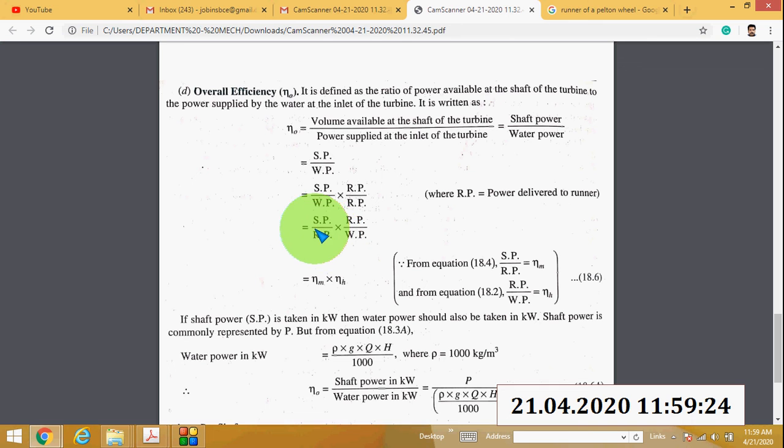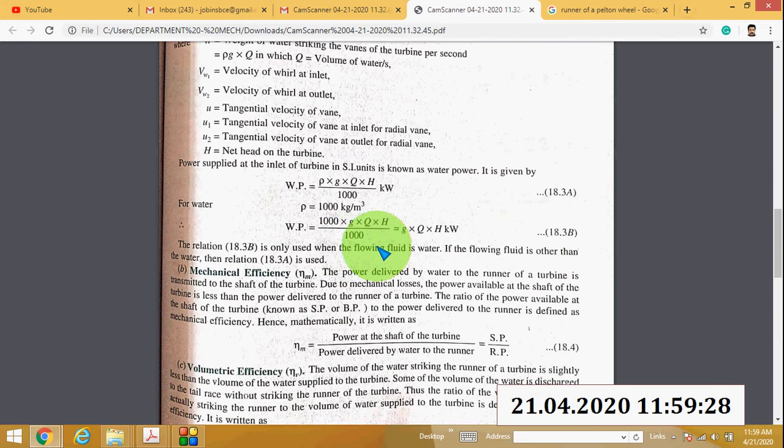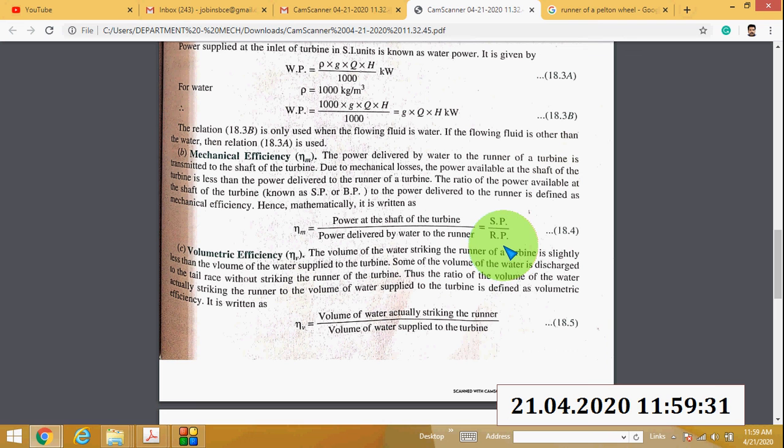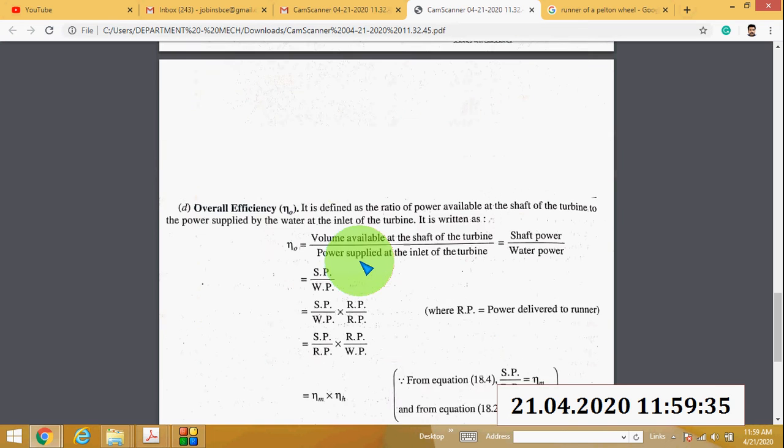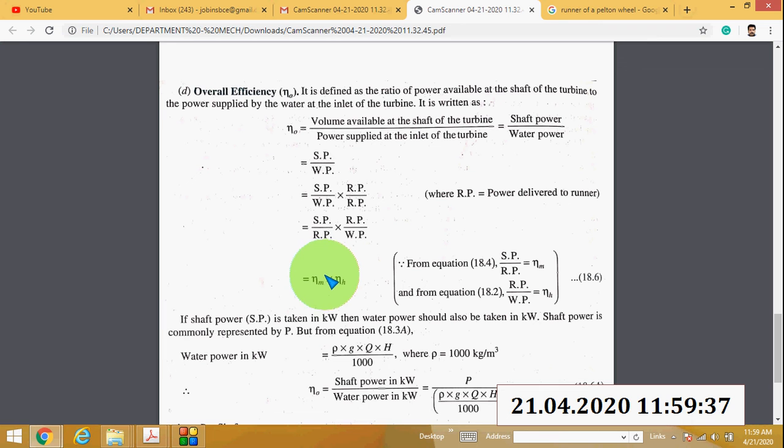So what do you mean by shaft power divided by runner power? Shaft power divided by runner power is equal to mechanical efficiency. So you can write like this. So this is the mechanical efficiency.